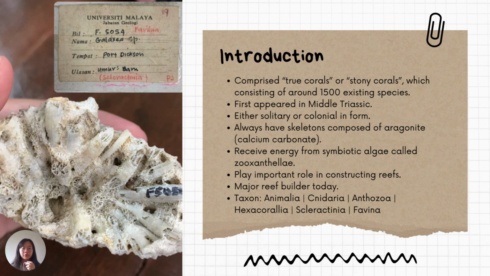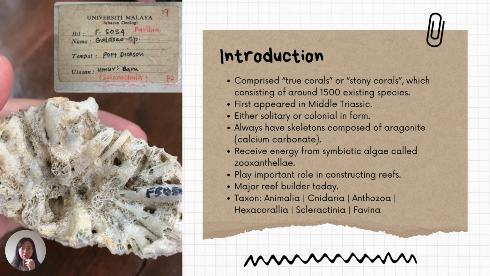Scleractinia comprise true corals or stony coral, which consist of around 1,500 existing species. The first appearance of this coral is in Middle Triassic, which is about 240 million years ago. It can be either solitary or colonial in form. Plus, this coral always has a skeleton composed of aragonite form of calcium carbonate.